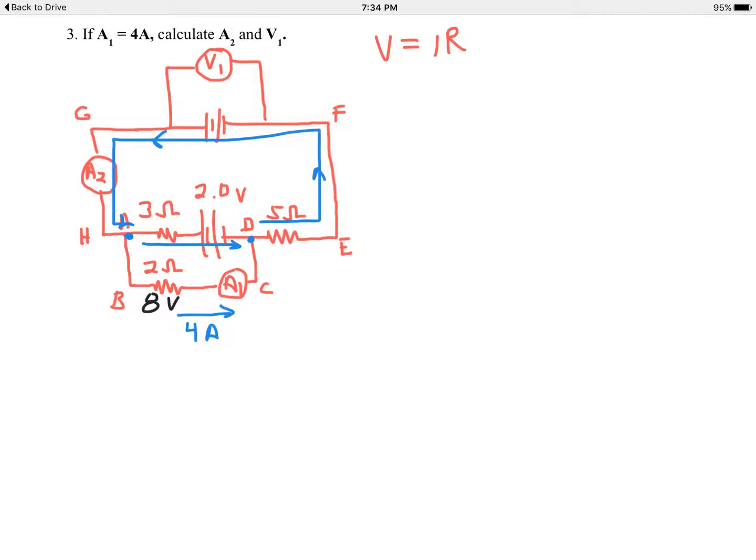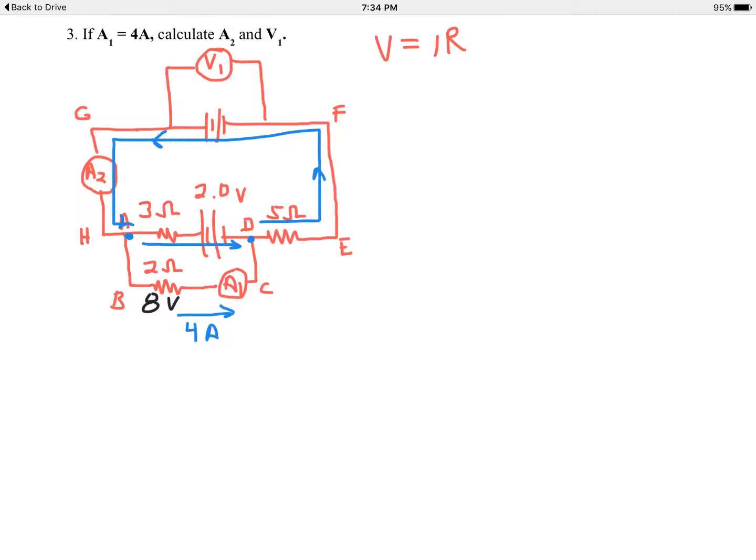And that current that I just drew there, I don't know what it is yet, that plus the 4 amps would give me the total current in that upper circle that I drew from D to E to F to G to H. Well, here's the thing now, I don't know those numbers. All I know is the 4 amps. So I can't really do much with Kirchhoff's first law right now.